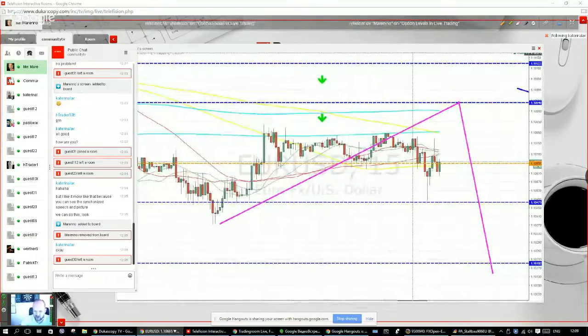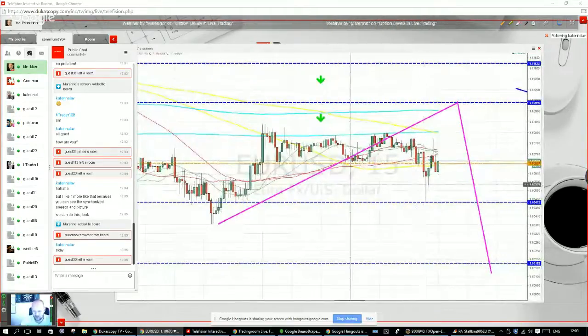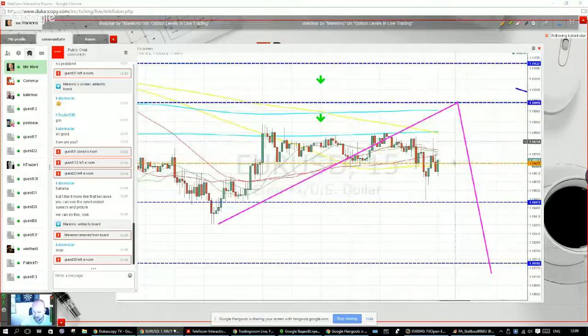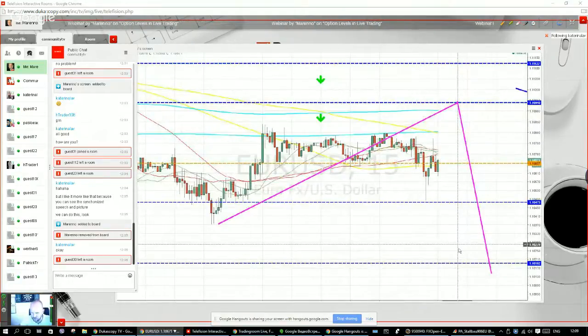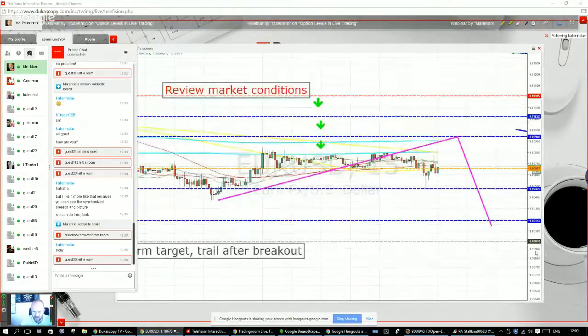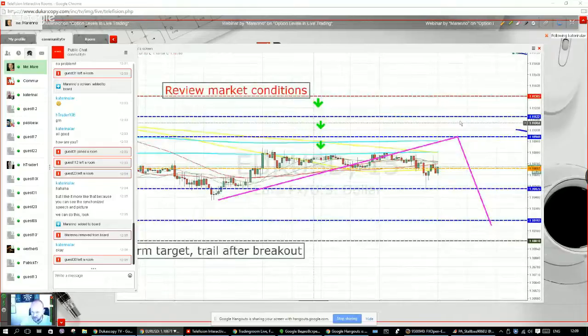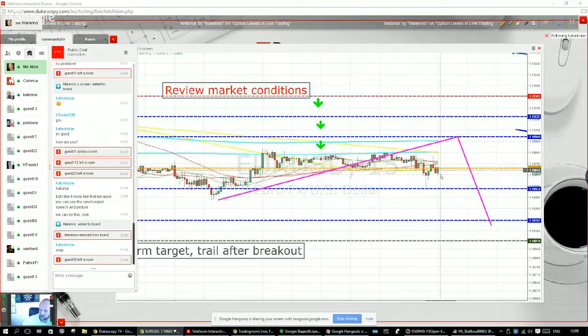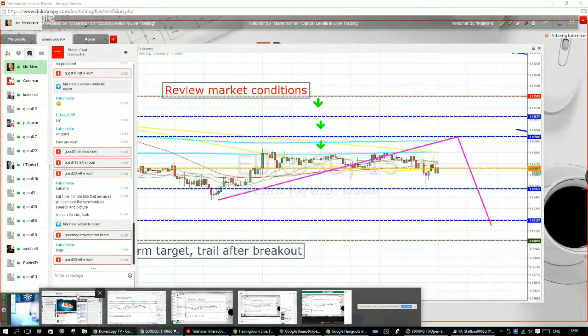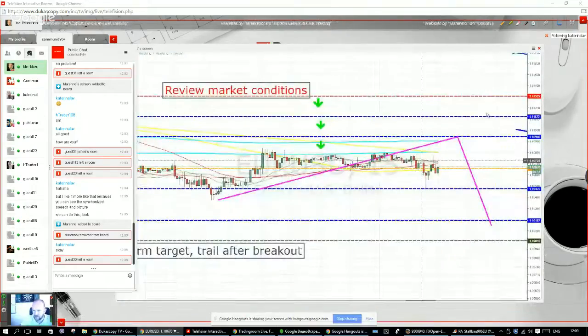So euro dollar. Yes, that's something I'm still expecting. The price will continue its down movement somehow. It will possibly bounce off one of these levels that I drew. So 1094 is the first one. So let's see what's going to happen. Right, let's go further.